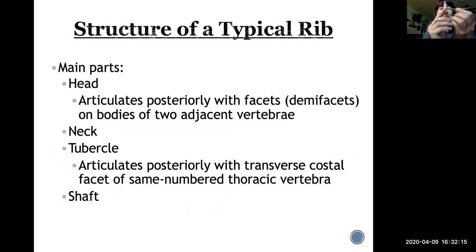So every rib has a head and a neck, okay? It also has a tubercle, for muscles to attach to. It's going to be too hard to see on this little guy. The tubercle articulates posteriorly with the transverse costal facet of the same number thoracic vertebra. And then the shaft is the long, skinny part of the rib.